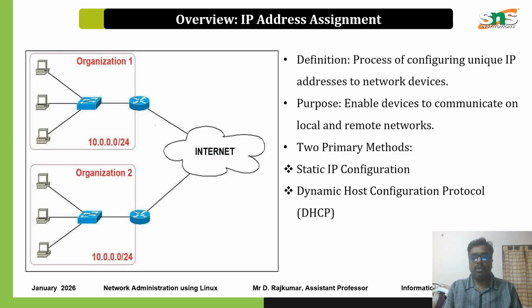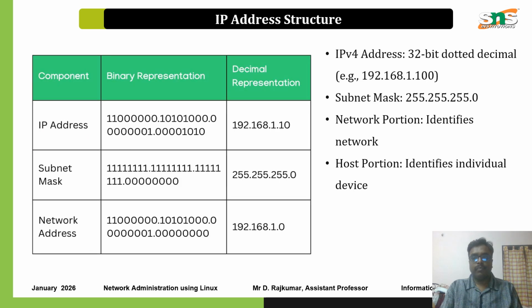In IP configuration, we have two types of methods. One is static IP configuration, where the IP address is assigned in a static or normal way. The next one is the Dynamic Host Configuration Protocol, where we use DHCP to assign IP addresses to the devices which are connected in the network.